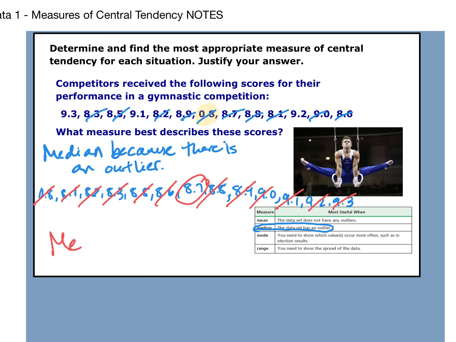So the median score is 8.7. That represents those scores pretty well. Just because that one guy wiped out, we shouldn't include that guy. Normally in competitions, they throw out the lowest and the highest scores just for that reason. So hopefully you'll see that we would not do the mean in this case because the average would be much lower than it should be because of that one score.